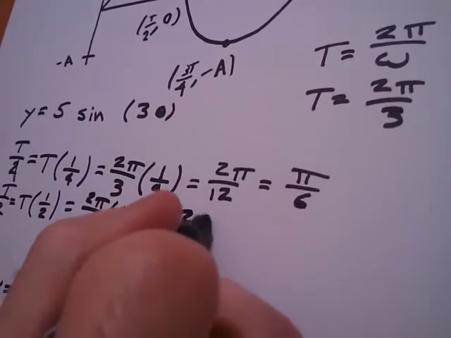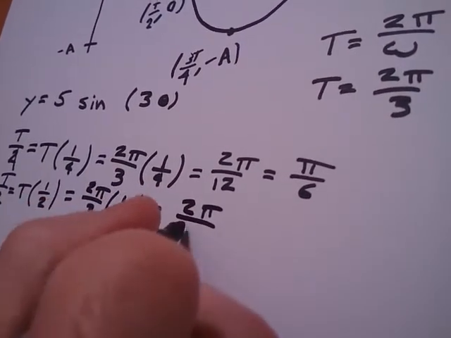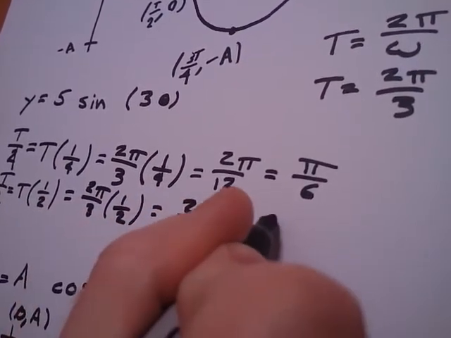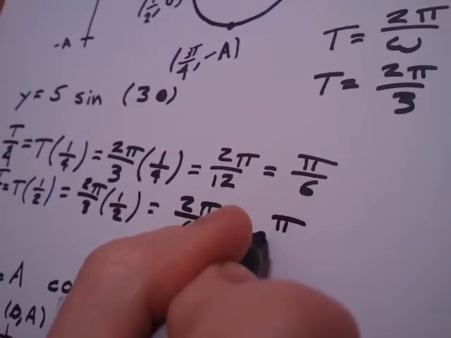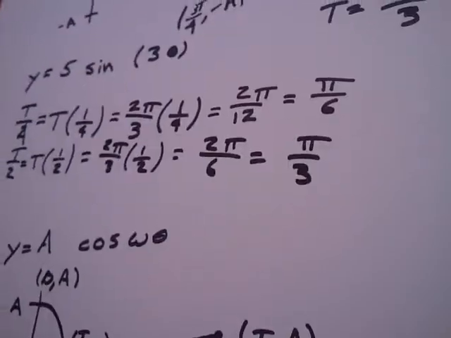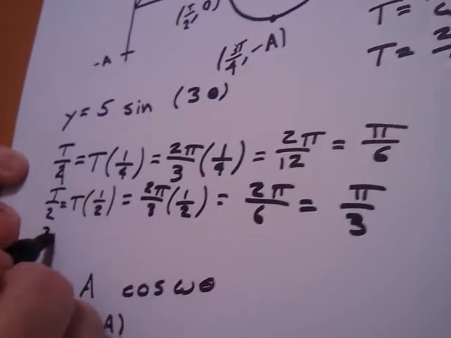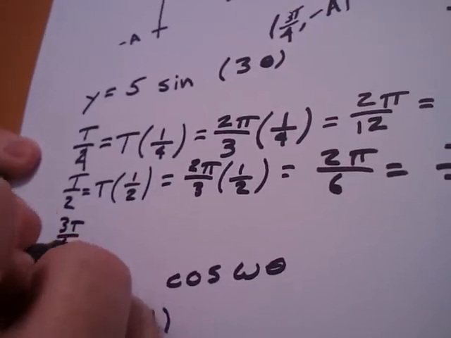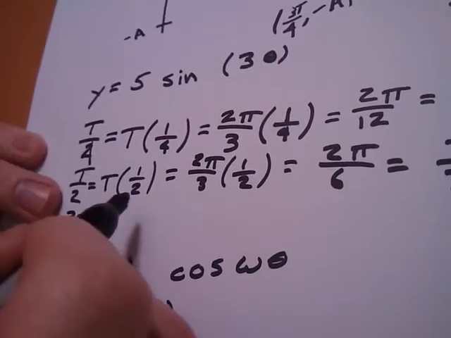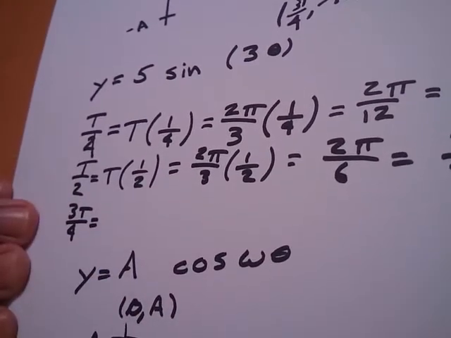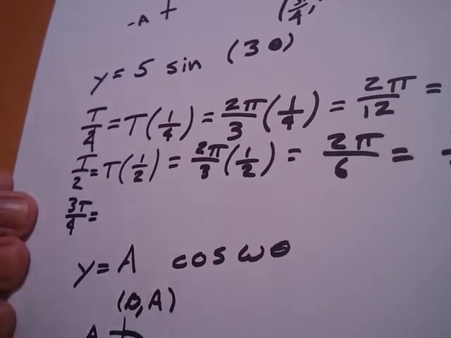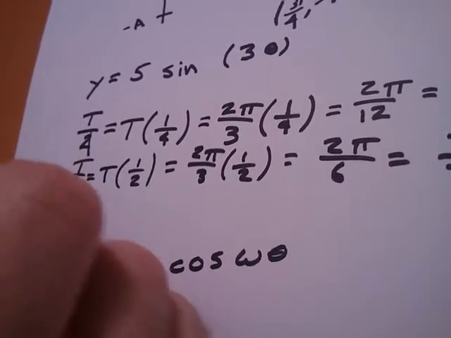Multiply across, we get 2 pi over 3 times 2, 6. This just becomes pi over 3 after we reduce. And our last one, this 3t over 4, splitting the fractions apart here really makes it a lot simpler in this one, otherwise it becomes a big mess.